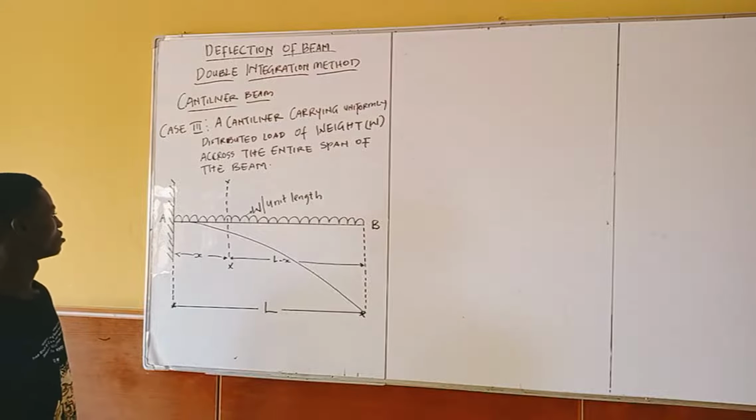When you have your total weight, it will be acting at the center. Assuming that the total length of the beam is L, when you convert it to a point load, you have your total weight, and it will be acting at L over 2.